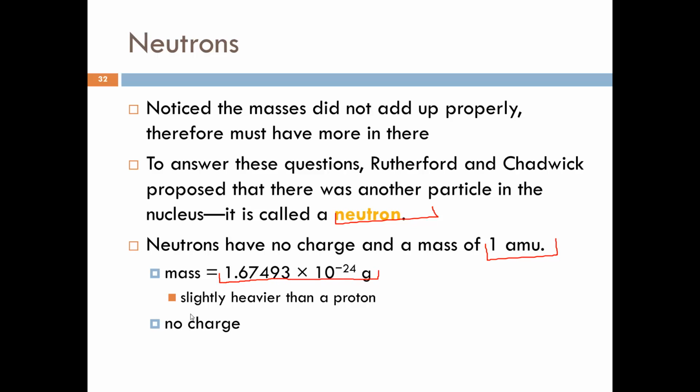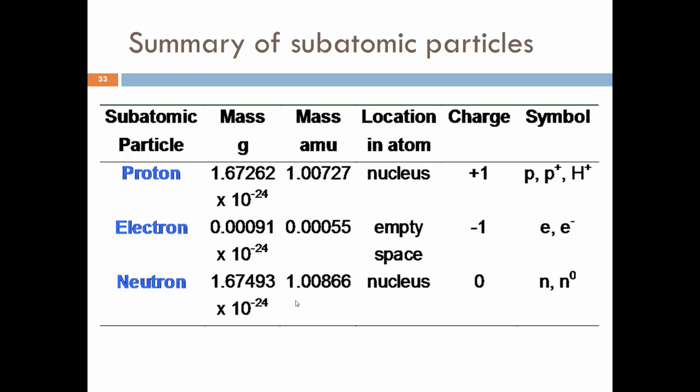So here is a general summary of the subatomic particles. We have protons, electrons, and neutrons. Notice we have, for protons, 1.67262, and for neutrons, 1.67493 times 10 to the -24. So they're very, very similar, whereas the electron is smaller. If we then convert this over to AMUs, the neutron and the proton are very similar once again, whereas the electron is very small.